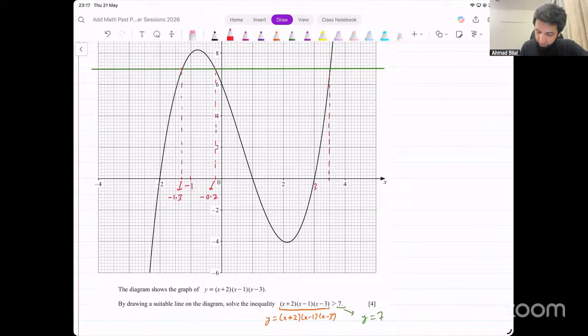This is 3, so this point is going to be 3.5. Okay, so we've got the points of intersection, x equals -1.3, -0.2, and 3.5. Now the inequality that we are solving is, where is the cubic function above that straight line? Where is the cubic function above the straight line? Because there's a greater than sign.